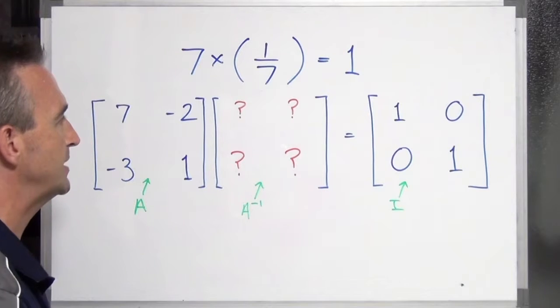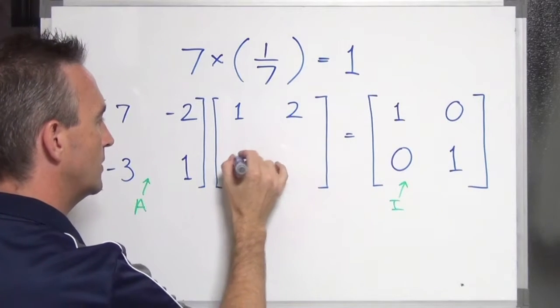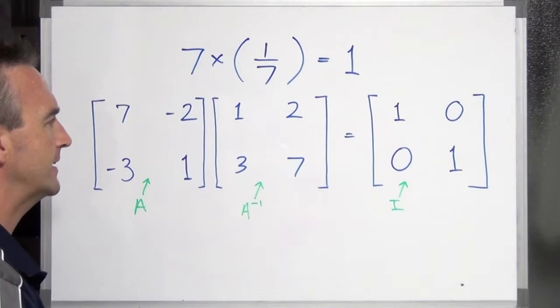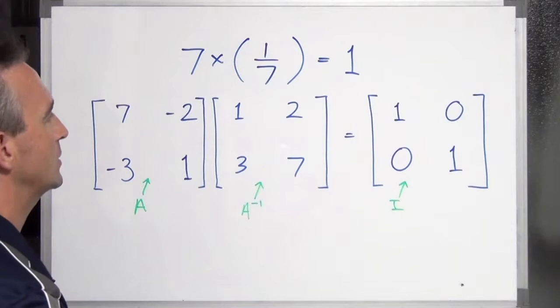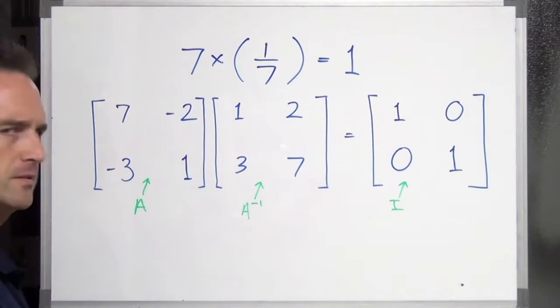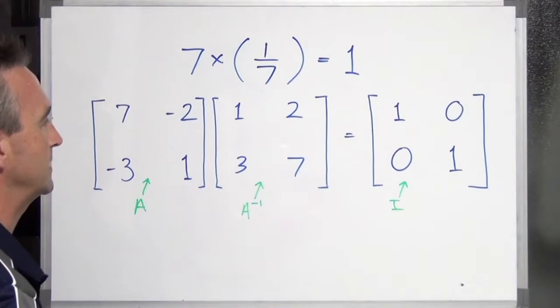So what is the inverse matrix here? The numbers are 1, 2, 3, 7. How did I get that? Well, we're going to talk about that in another video. In this video, we're just explaining the concept of an inverse matrix. So does that work? Do you trust me? I don't trust anything this guy says. Well, let's check if it works using matrix multiplication.